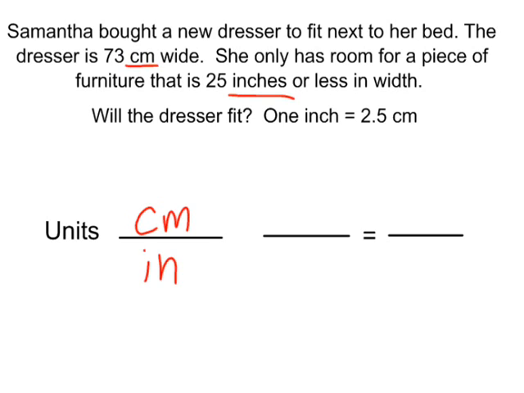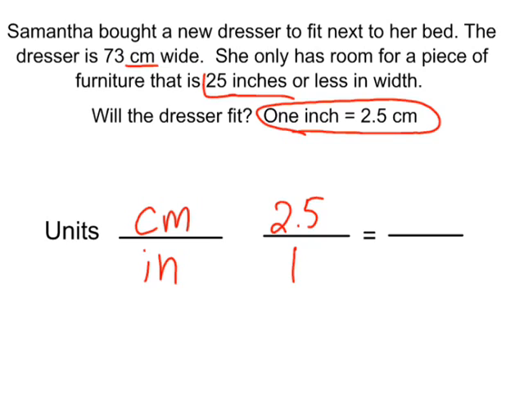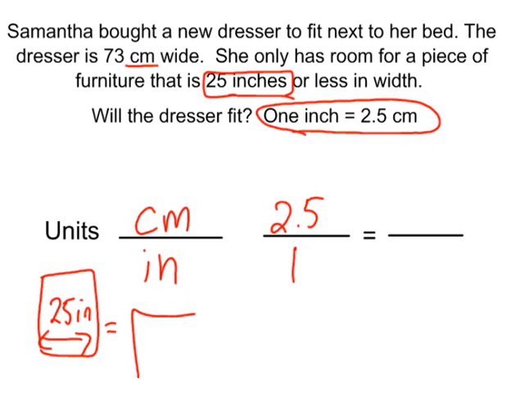Well, let's start with what we know. We're given here that 1 inch is equal to 2.5 centimeters. So there are a couple different ways we could approach this problem. She has room for 25 inches or less. The piece of furniture needs to be 25 inches or less in width. Well, let's find out how many centimeters that would be. So we know 25 inches, and we want to know, how many centimeters is 25 inches equal to? So I'm going to solve this proportion.